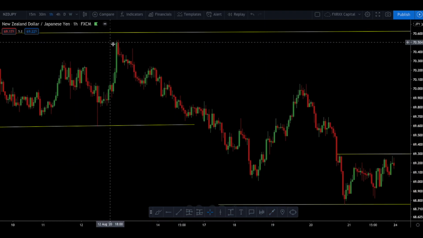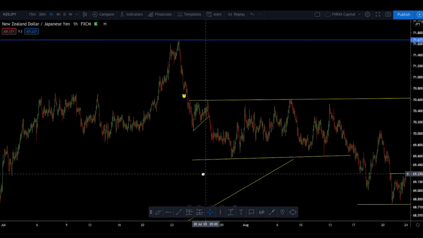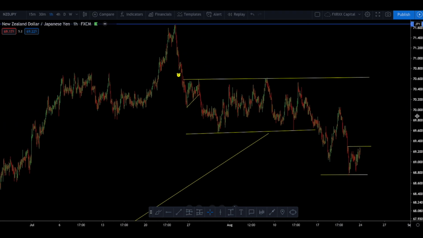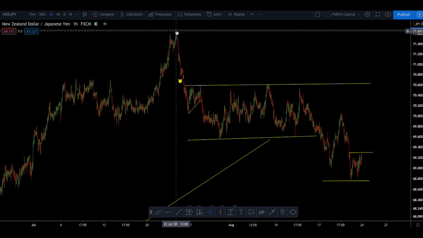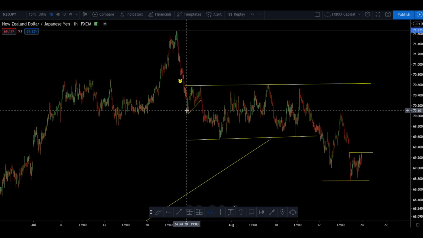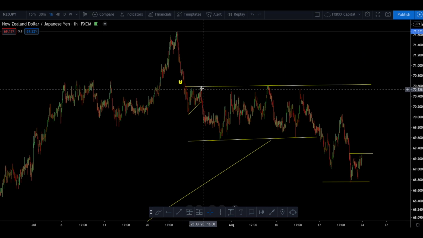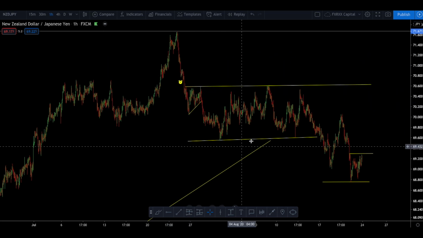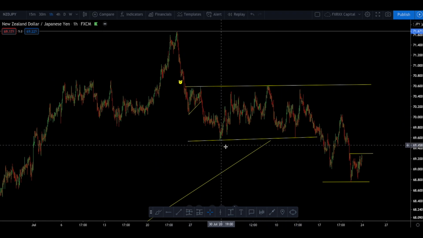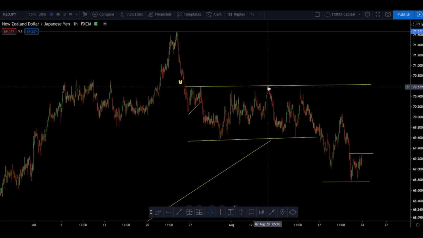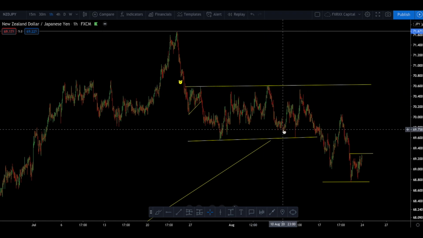We move to a lower time frame. If you study this price action, it's quite similar to the New Zealand Canadian dollar, the previous pair. This is a double top, price moves down. If you're able to catch this bear flag and this big bear flag, if price tests once again, sell off from here.